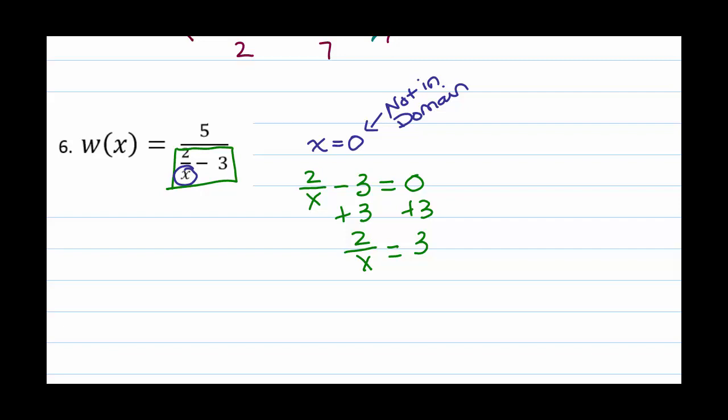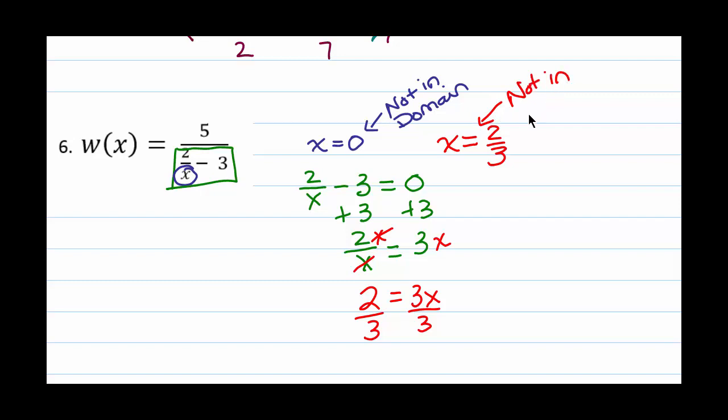Multiply, you can go ahead and multiply both sides by the least common denominator. So here my x divides out and I'm left with 2 equals 3x. Divide both sides by 3. What else do I have? x equals 2/3, which is, again, not in the domain.